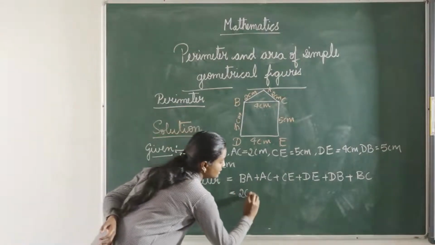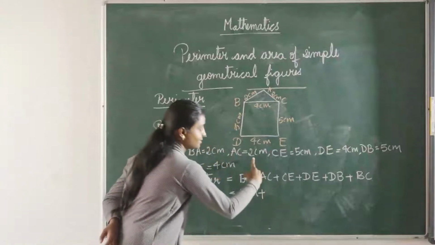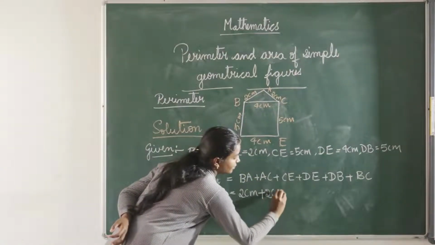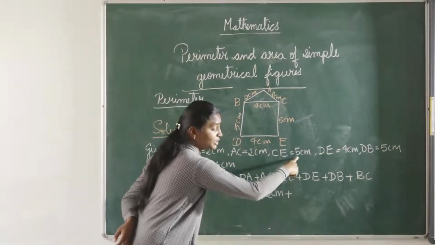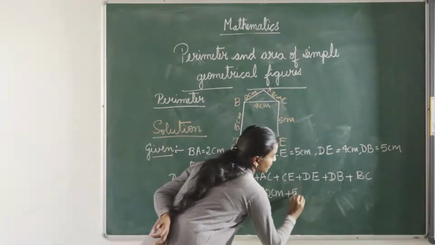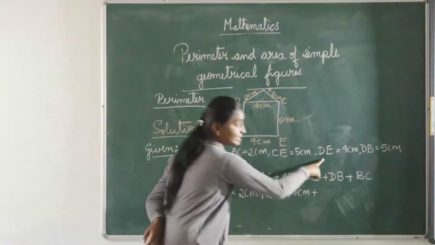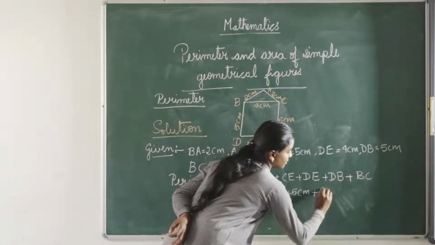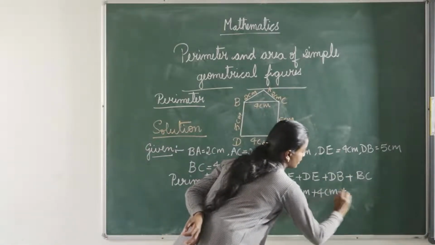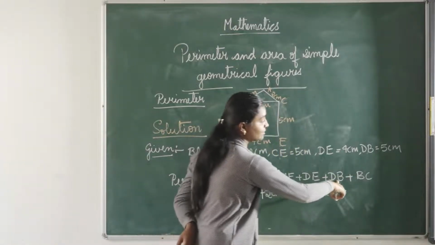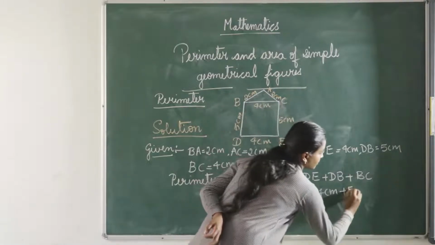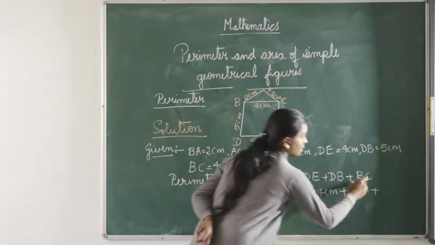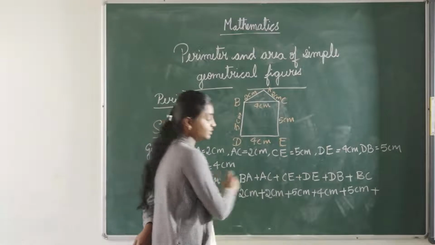That is 2 centimeter plus 2 centimeter plus C is how much? 5 centimeter plus D is 4 centimeter plus DB is how much? 5 centimeter. BC is how much? 4 centimeter.